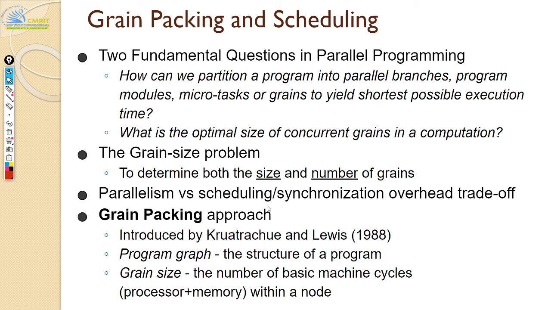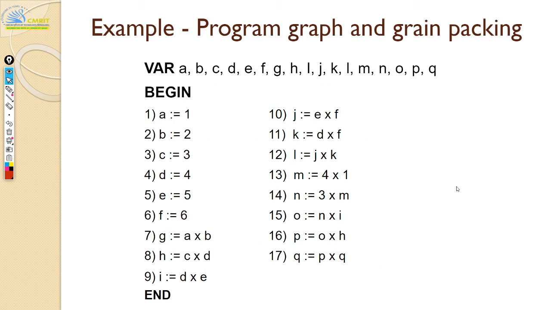So in this grain packing approach, it's a very simple approach. We have a program graph, and then we choose the grain size. The grain size is nothing but the number of clock cycles or machine cycles it takes to execute that particular node. So we represent that as the grain size. Based on that, the program graph is something like a flow chart only. We'll look at this example to understand this problem.